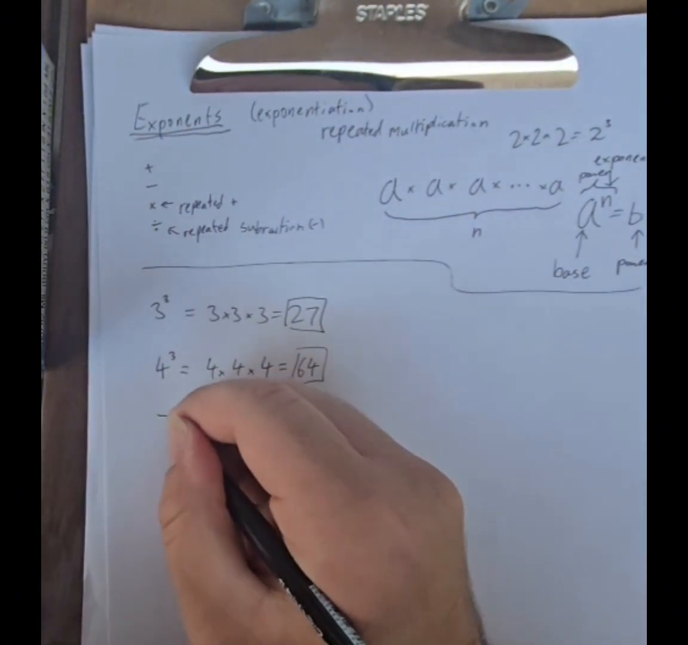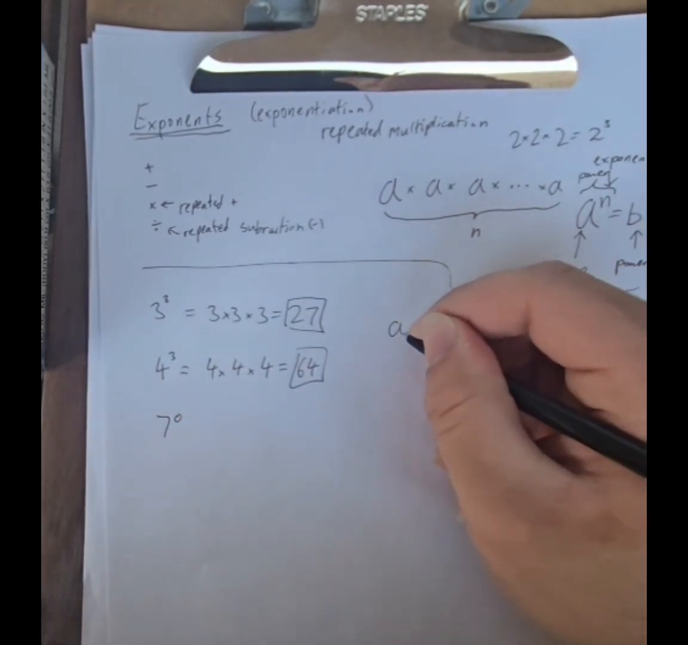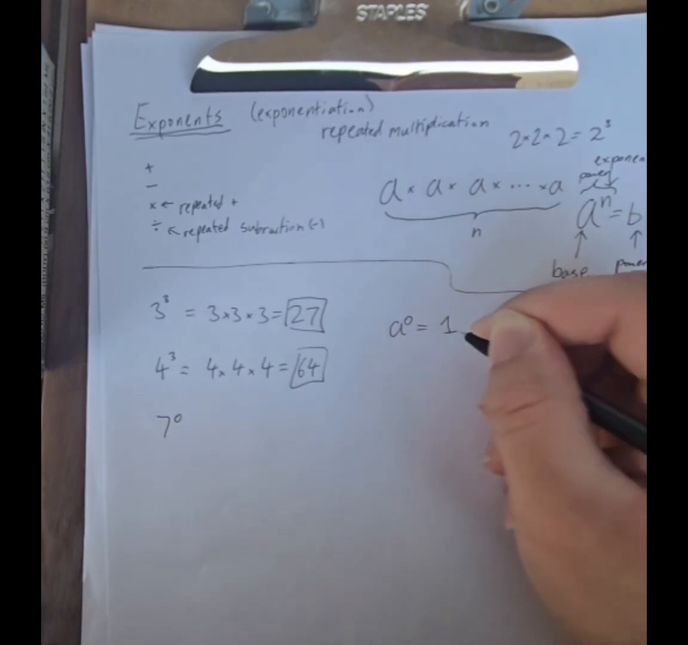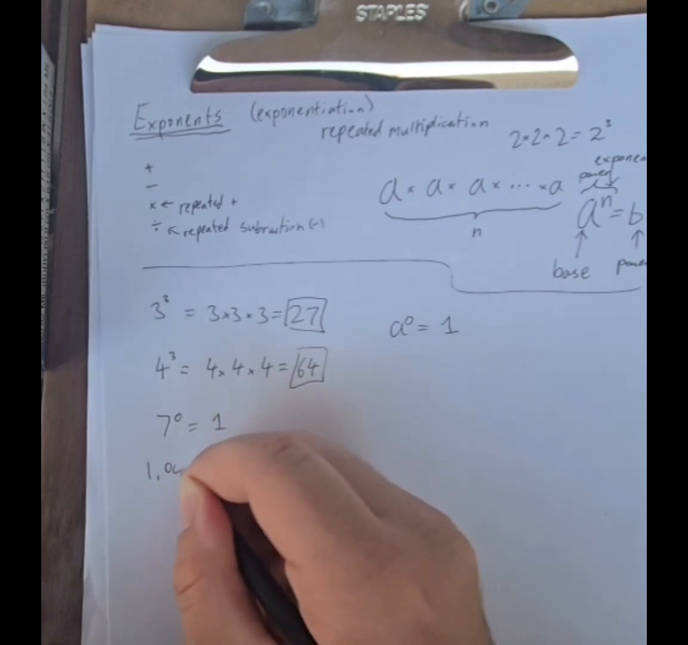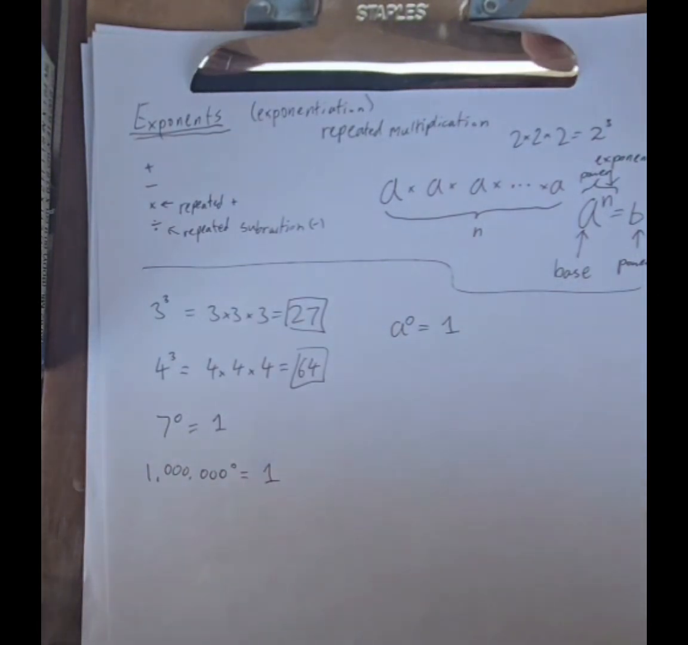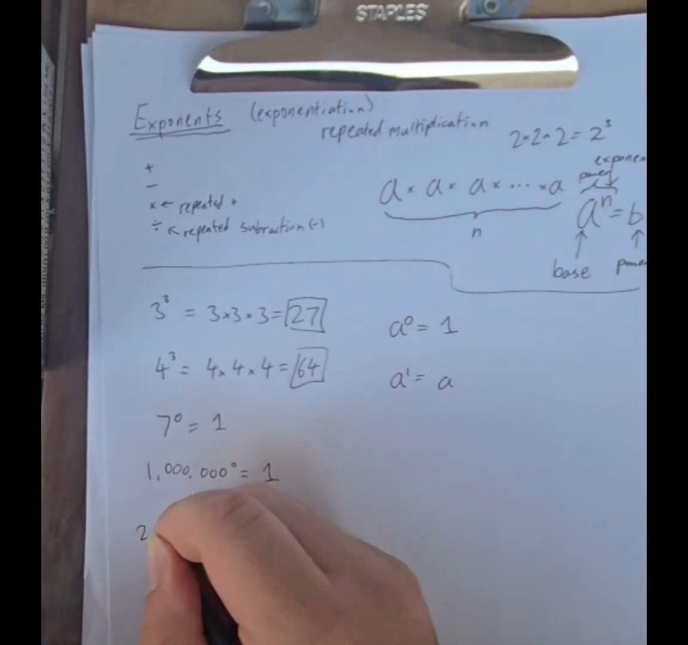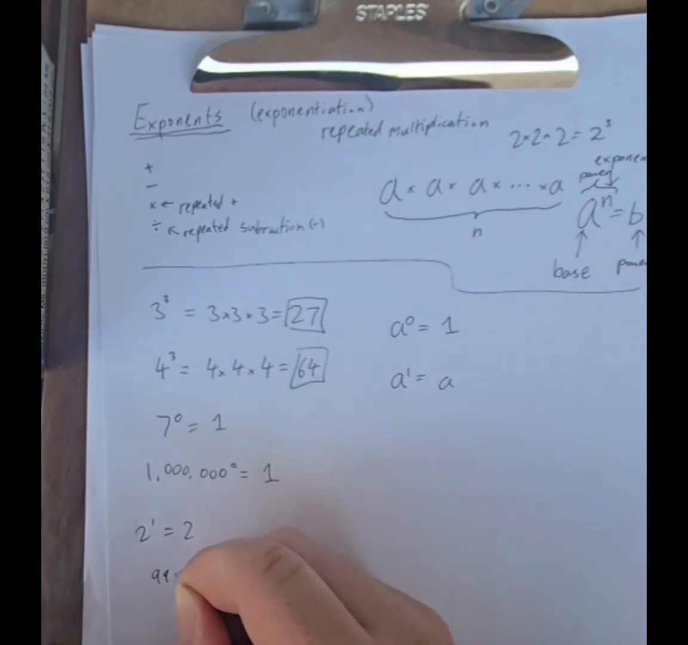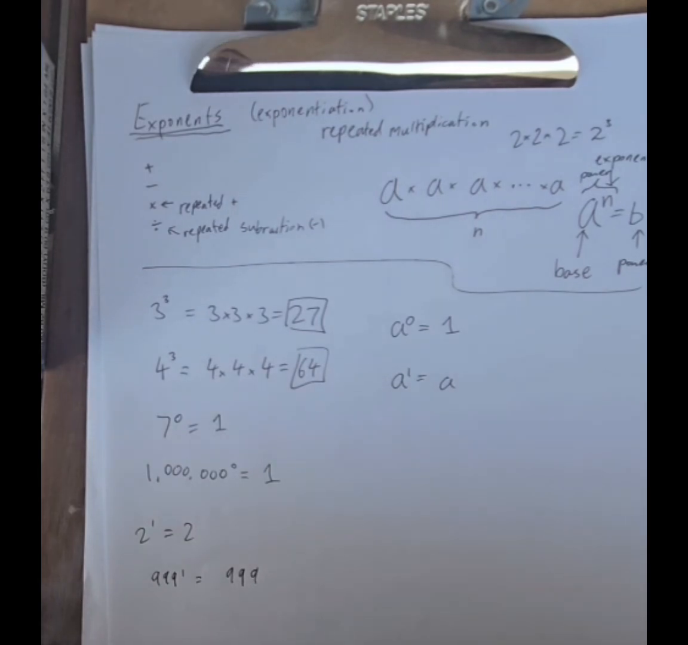What about when you have something to the power of 0? 7 to the power of 0. Remember this. Anything, let's call it a number a, to the power of 0 is 1. So 7 to the 0 is 1. 1 million to the power of 0 is 1. Any number to the power of 0 is 1. Additionally, I want to say anything to the power of 1 is just itself. So 2 to the power of 1 is 2. 999 to the power of 1 is 999. And this is because you're just multiplying it by itself once, so when you just have it once, it's the same number.